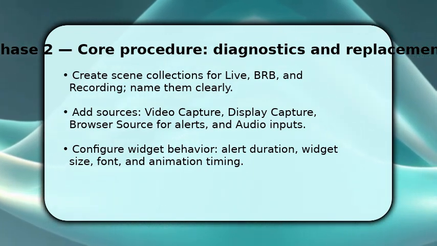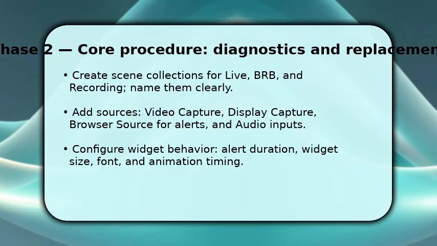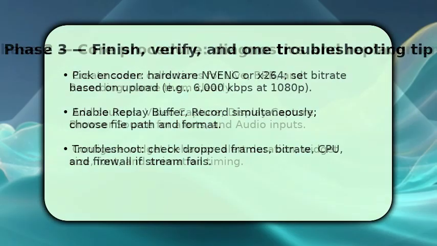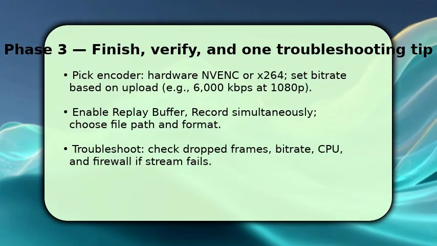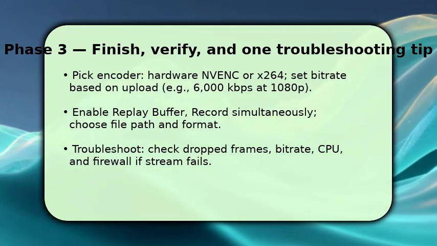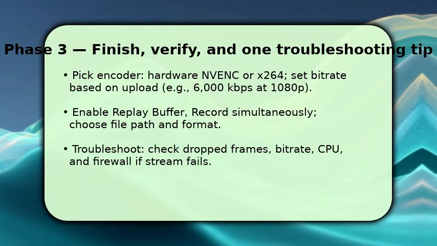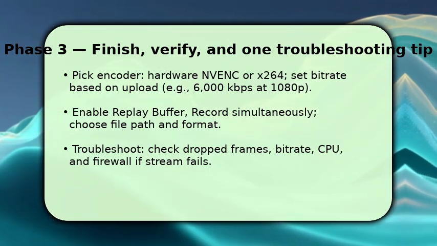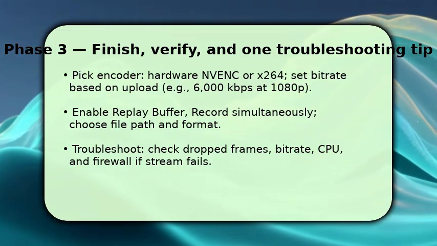Finally, choose your encoder and output settings. Hardware NVENC reduces CPU, while X264 gives quality control. Match bitrate to upload speed, for example 6,000 kbps for 1080p. Then enable recording and replay buffer if you want clips.